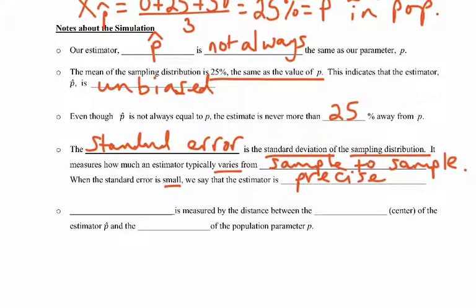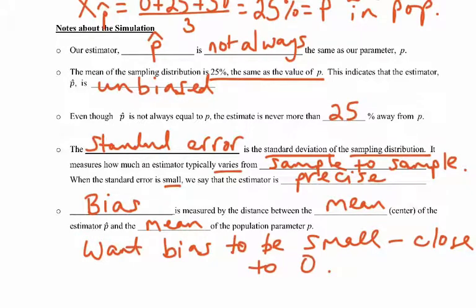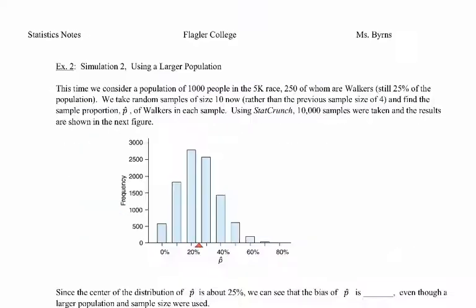All right, let's see what the next line here is: bias. So bias is measured by the distance between the mean, or the center, of the estimator p hat and the mean of our population parameter P. So generally speaking, we want the bias to be small, or 0 if we can get it, or as close to 0 as possible. That's our goal, because that indicates we've got more accuracy in our sampling procedure. All right, let's look at another simulation.